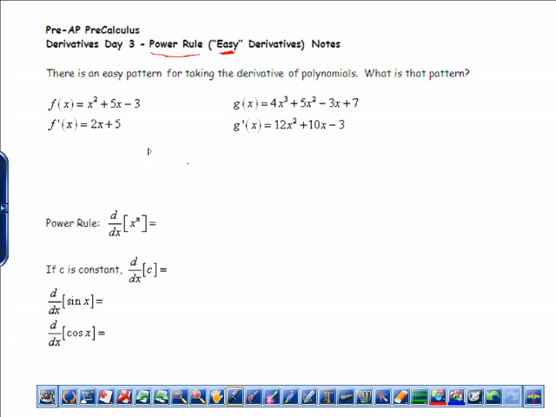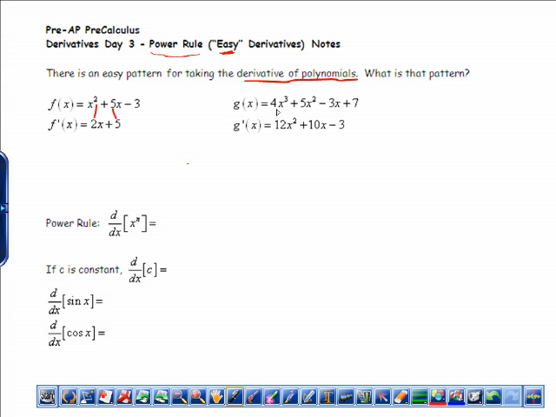So it says there's a pattern for taking the derivative of polynomials. Now this really only works on polynomials. We're going to have to use other rules for other types of functions. Okay, so let's look at a function and its derivative. X squared plus 5x minus 3, its derivative is 2x plus 5. Now if you notice the 2 from right here and the 5 from right there. So let's see if we can extend this pattern.